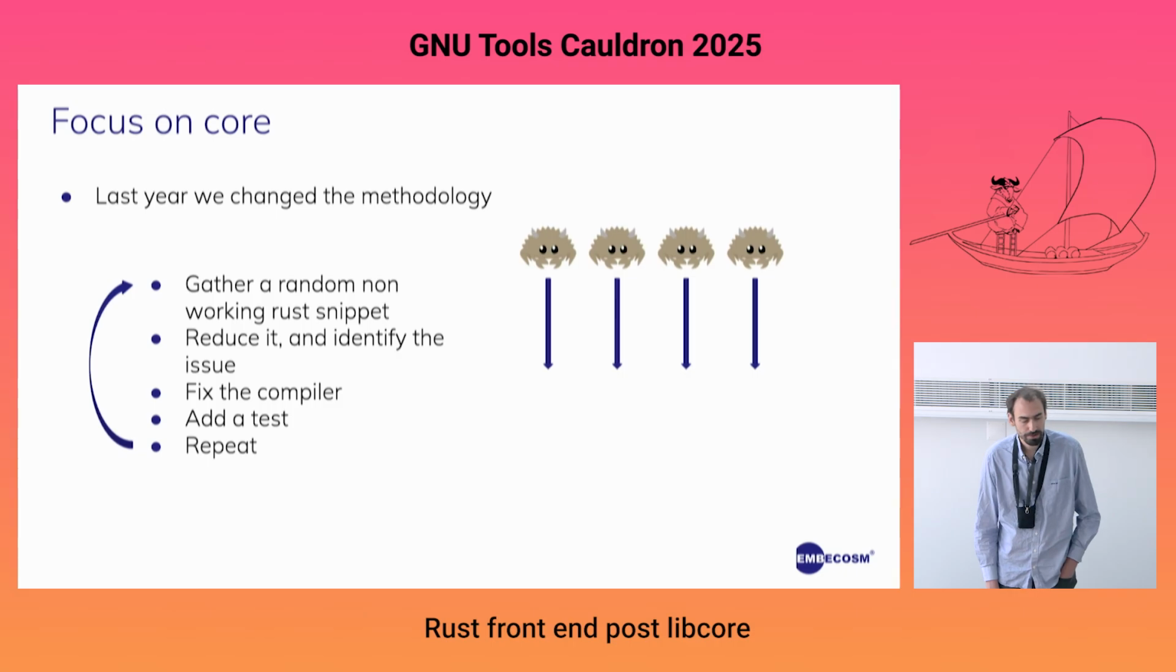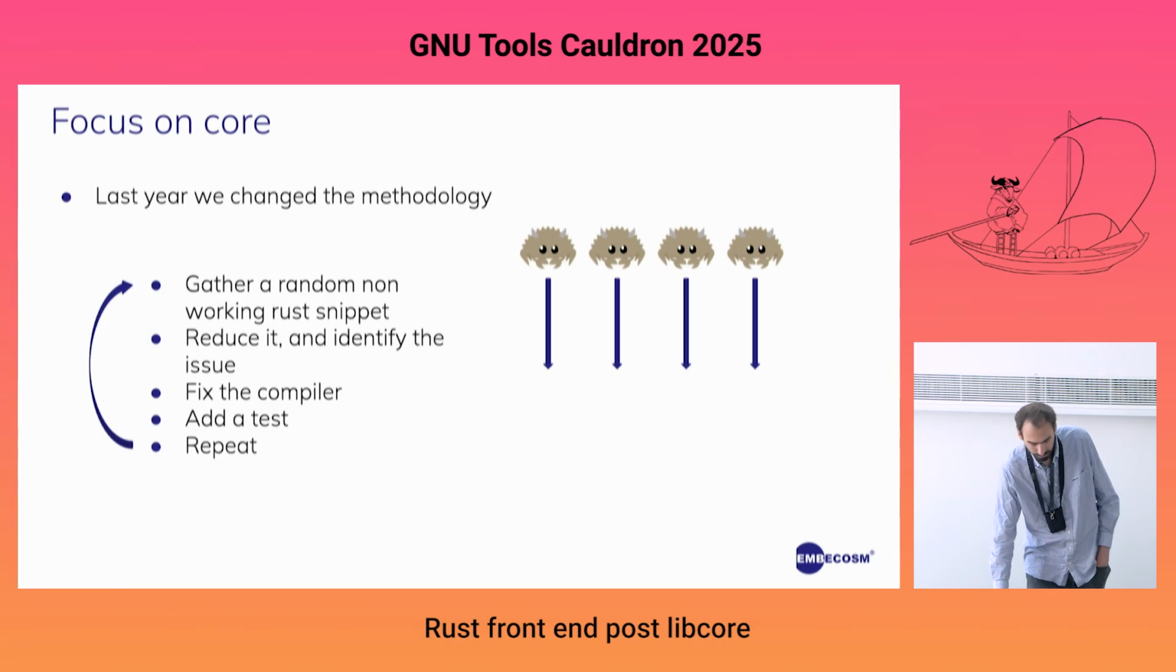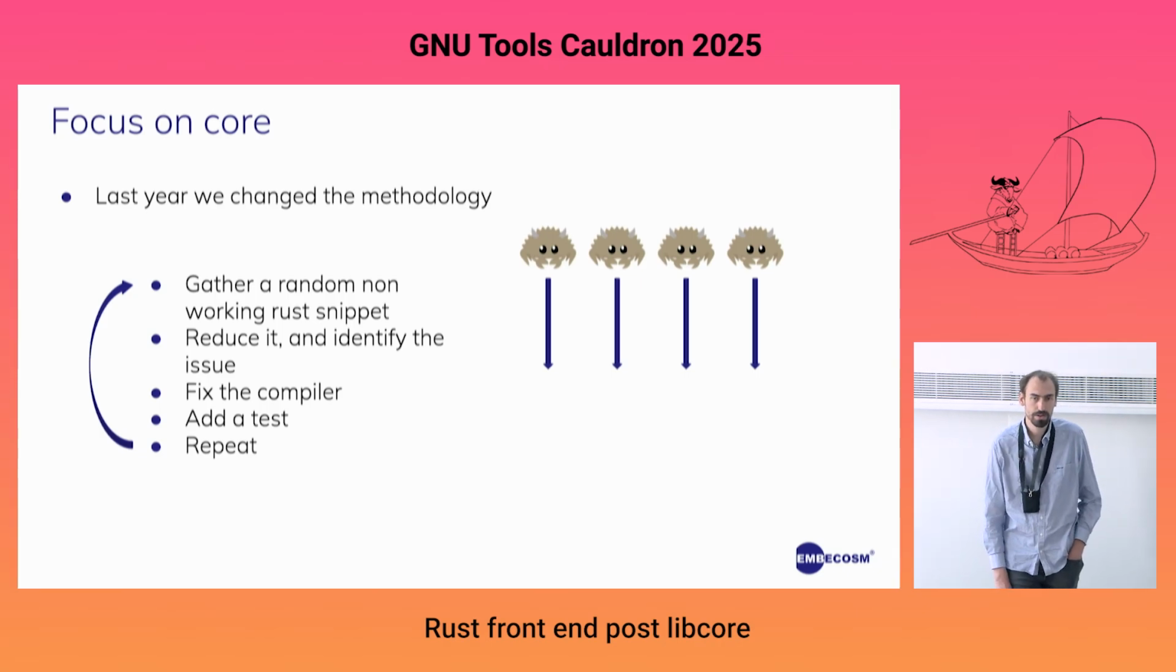Recently, we've changed our methodology. We used to work in parallel on GCC RS, where some people would just take some random snippets from Rust that they knew worked with rustc, and they would gather it, reduce it, identify what wasn't working with GCC RS, fix the compiler, add a test, and repeat ad vitam aeternam.